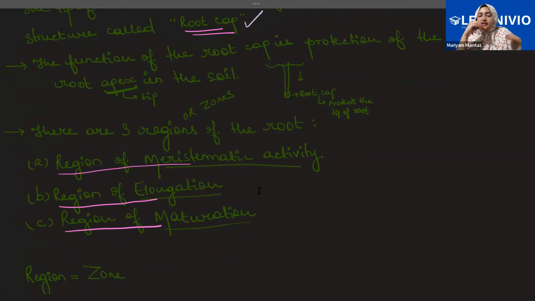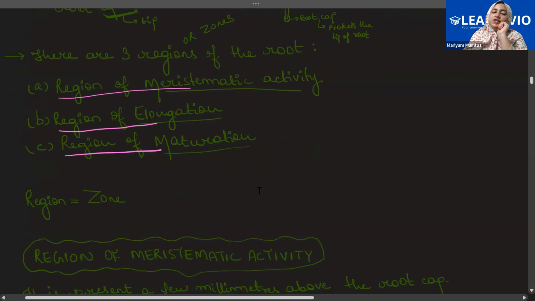Then there is a part that accounts for the elongation of the root, meaning the lengthening of the root. So that is the region of elongation. And then there is a part that is for maturation. So that becomes the region of maturation. If you say region or if you say zone, it's the same thing.